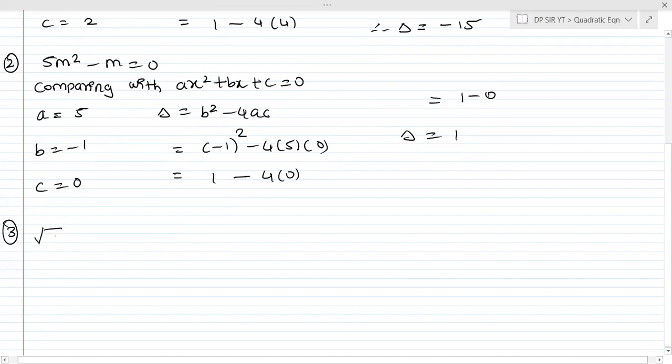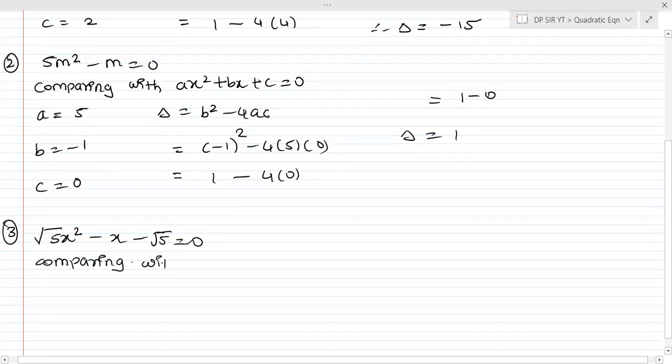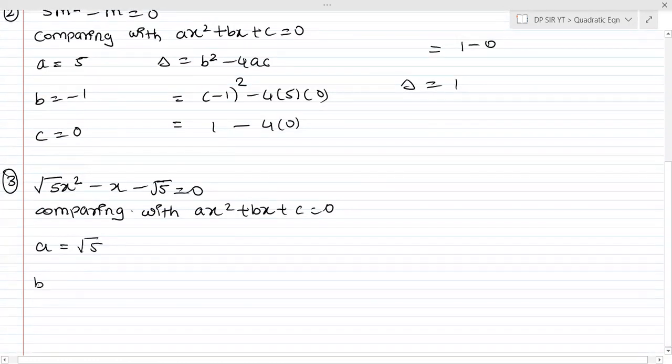Root 5x square minus x minus root 5 is equal to 0. Comparing with ax square plus bx plus c is equal to 0. A is equal to root 5, b is equal to minus 1, c is equal to minus root 5.